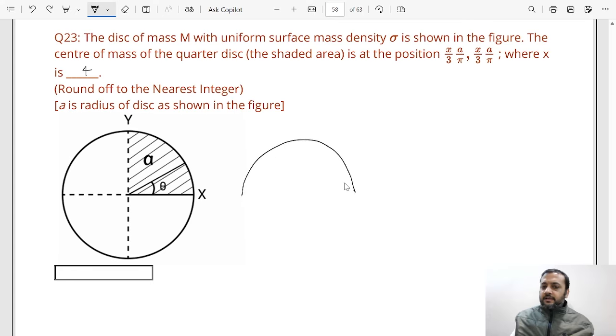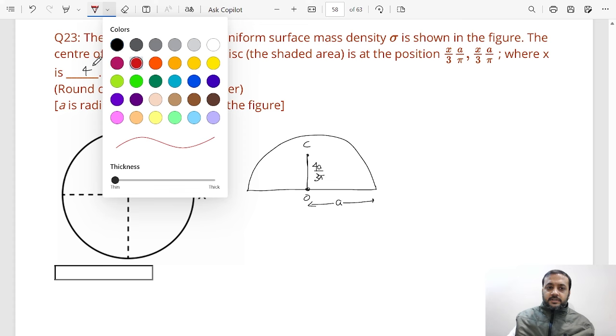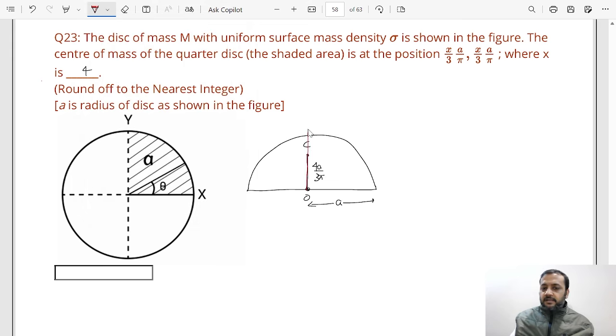We know that the center of mass of a semi-disk is at a distance of 4 into radius upon 3 pi. So if the radius of this disk is a, here is the center of mass of the semi-disk. This is the point O, and this distance is 4a by 3 pi. Everybody knows that, where a is the radius. Now, one thing you must understand is that this semi-disk can be thought of as the summation of two quarter disks.